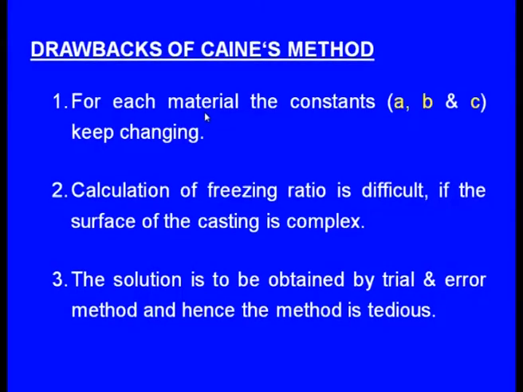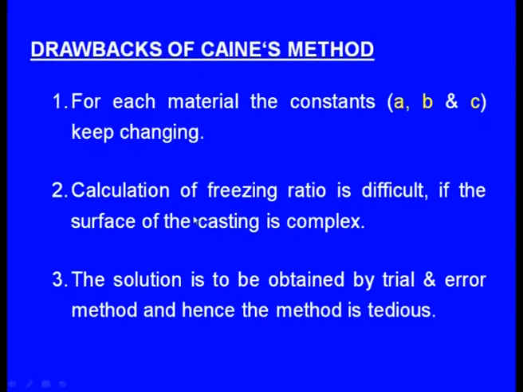Drawbacks of Kane's method. For each material, the constants A, B and C keep changing. For steel, it is different. For aluminum, it is different. Likewise, he has mentioned them for three materials. Only for these three materials can we design the riser using Kane's method. Also, it is difficult for us to remember these values every time. So, that is another drawback.